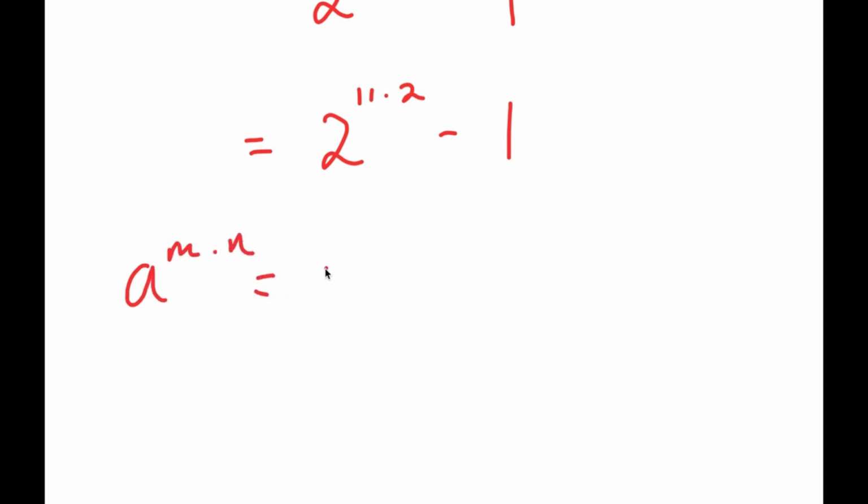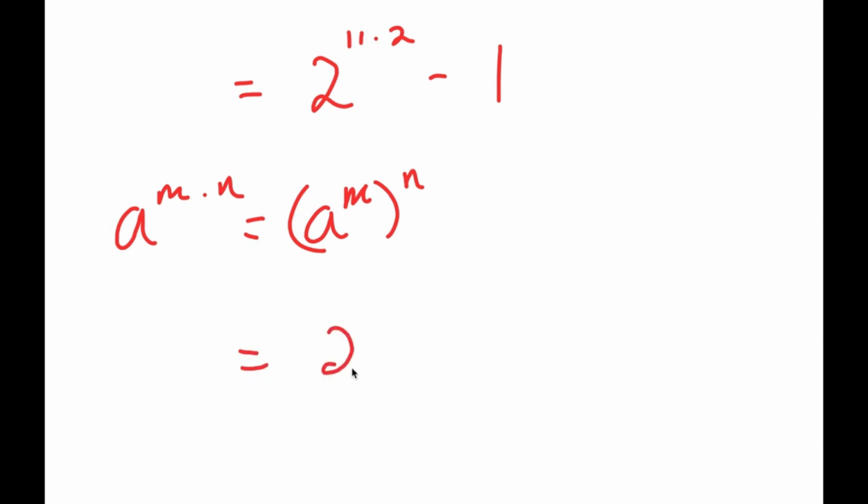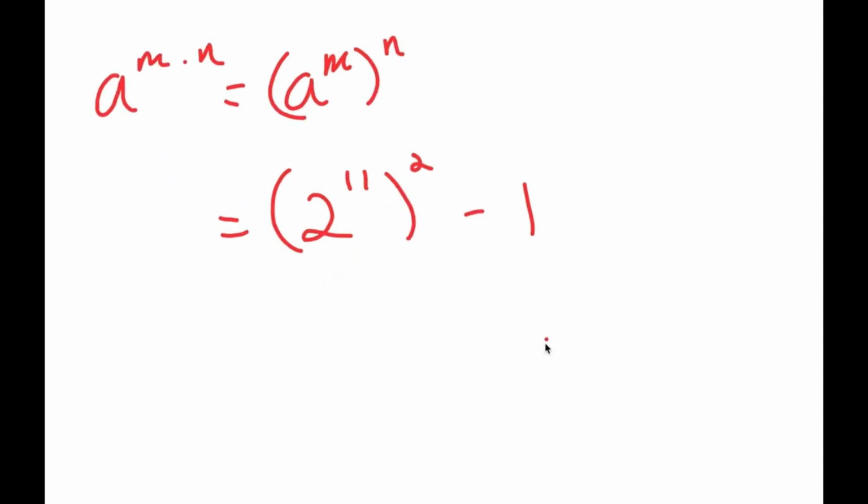Alright, so in this video, I'm going to solve the problem 2 to the power of 22 minus 1. So to solve this, what I'm first going to do is rewrite this as 2 to the power of 11 times 2 minus 1. Now, if I have something in the form a to the power of m times n, this is equal to a to the power of m to the power of n. So 2 to the power of 11 times 2 is equal to 2 to the power of 11 to the power of 2 minus 1.